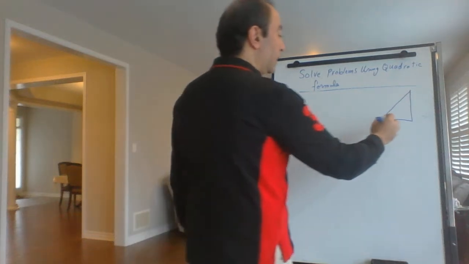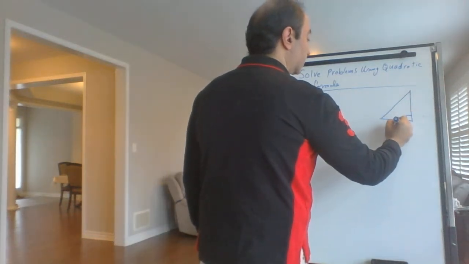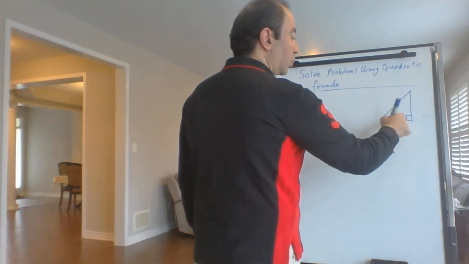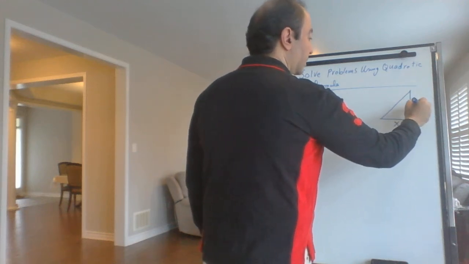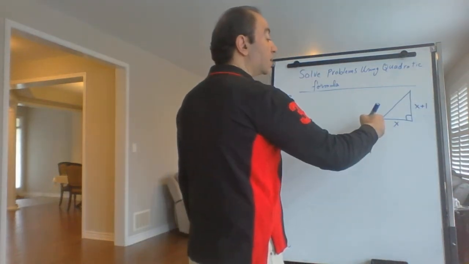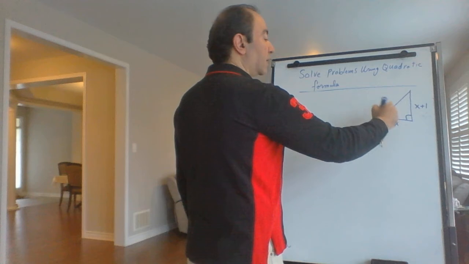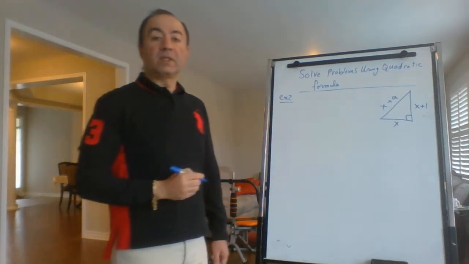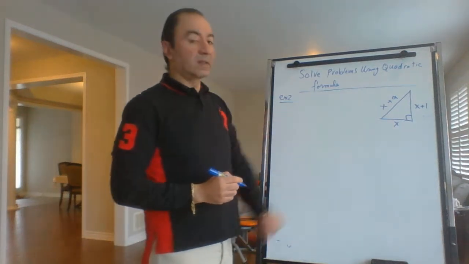So let's say x is the smallest leg. The other leg is 1 more than that, so we add 1 to x, it will be x plus 1. Then the hypotenuse is 9 more than the smallest leg, so the hypotenuse length will be x plus 9. Now we need to find the three sides.